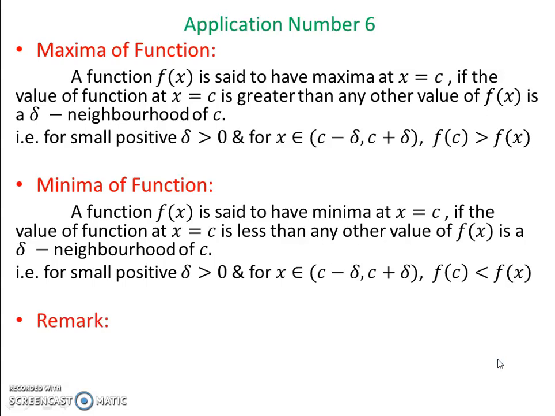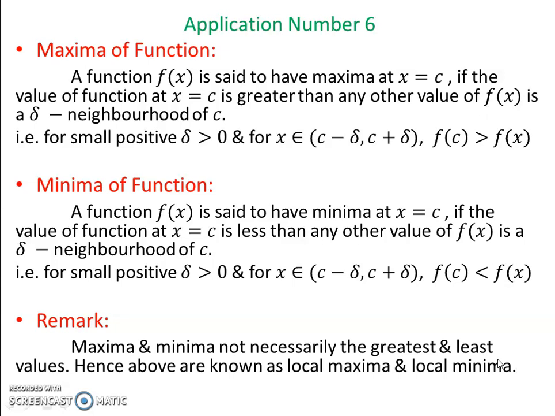Remark: as we have studied the definition in the delta neighborhood of c, that means we are checking the maxima and minima in the delta neighborhood of c, not over the domain of f of x. Hence, these values are not necessarily the greatest and the least value of the function. Hence, such maxima and minima are also called local maxima or local minima.